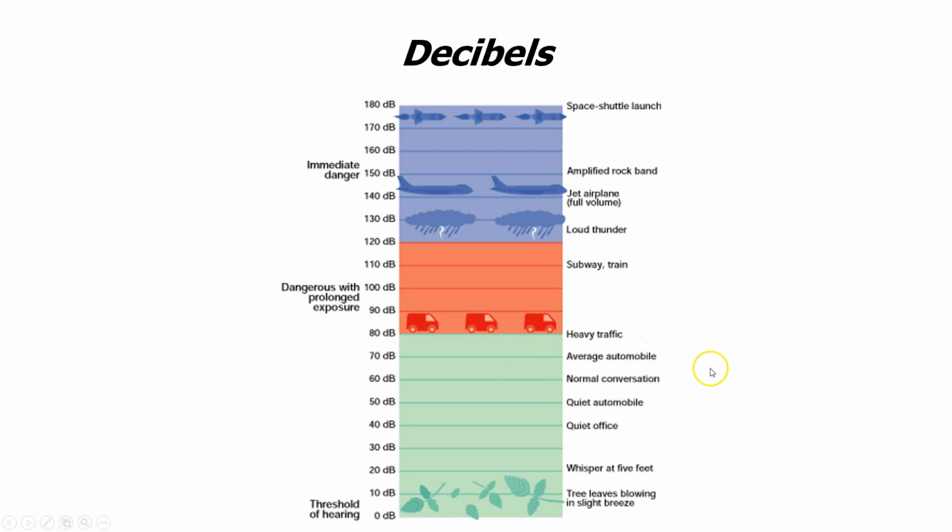So there's heavy traffic, and then an average automobile, a normal conversation, a quiet automobile, a quiet office. A whisper at 5 feet is 20 decibels. Tree leaves blowing in a slight breeze is 10 decibels. And your threshold of hearing is 0 decibels.